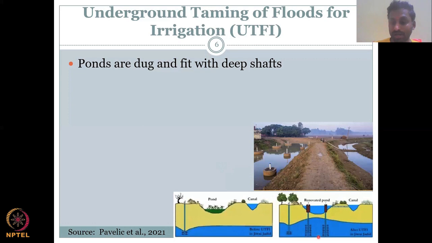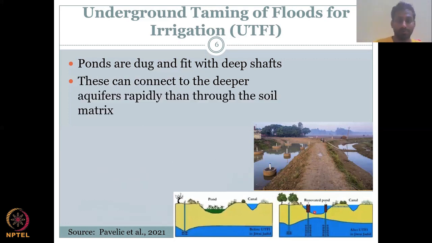So you could see faster recharge is happening compared to the recharge here from the pond. These can connect to the deep aquifers more rapidly than through the soil matrix, because if water has to go through the soil, it is a very slow process.